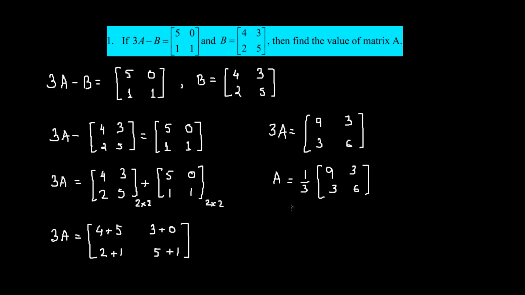Now, since 1 over 3 is a scalar, what we can do is divide each entry by 3. So that will be 9 over 3, 3 over 3, 3 over 3, and 6 over 3. So when we further simplify it, that should give us 3, 1, 1, and 2. So that's it. So this is how we can find out the value of matrix A. So let's go to the next question.